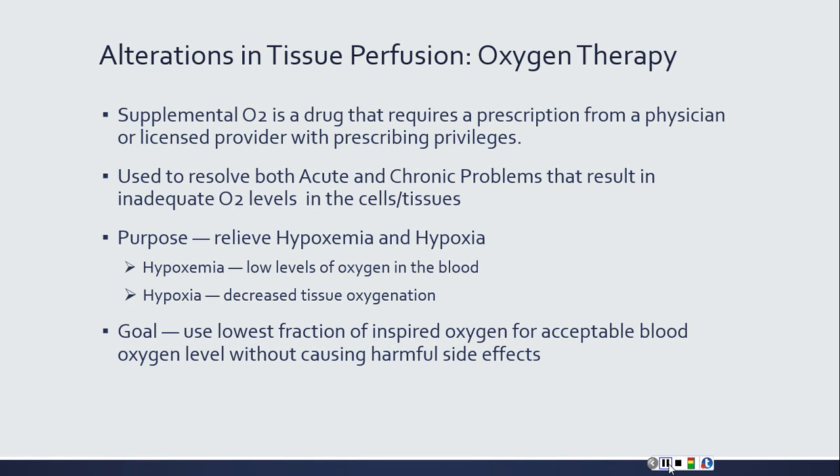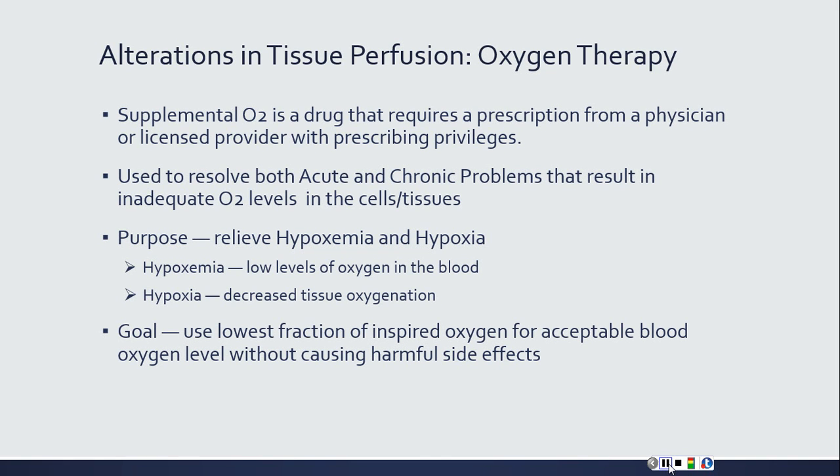Anytime you see emia, it's in the blood. Okay. Hypoxia is decreased tissue oxygenation. Now, it's important to distinguish between those two. Yeah, they go hand in hand, but one indicates lack of oxygen in the tissues. One indicates lack of oxygen in the blood. Okay? Hypoxemia will always lead to hypoxia if it's not taken care of.